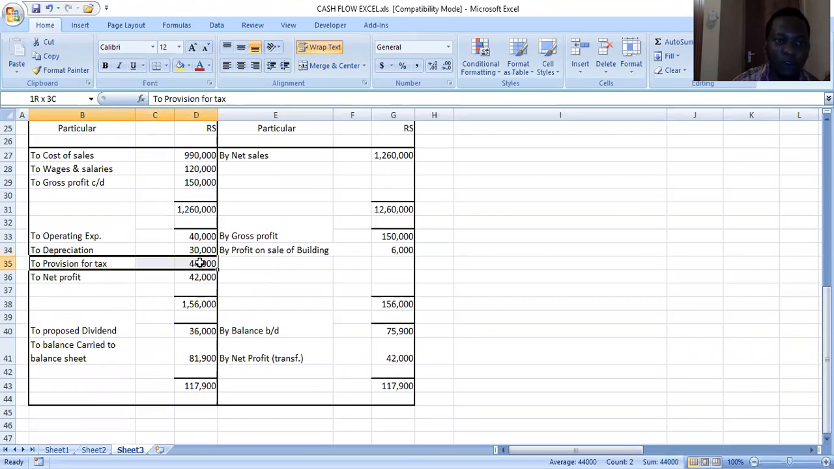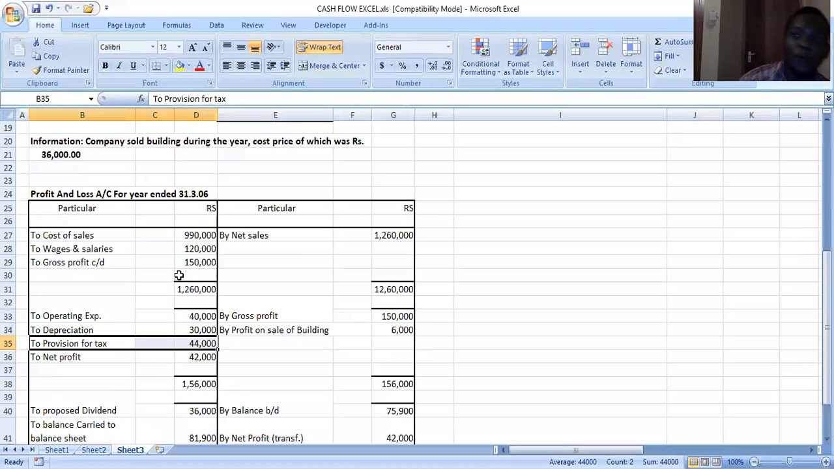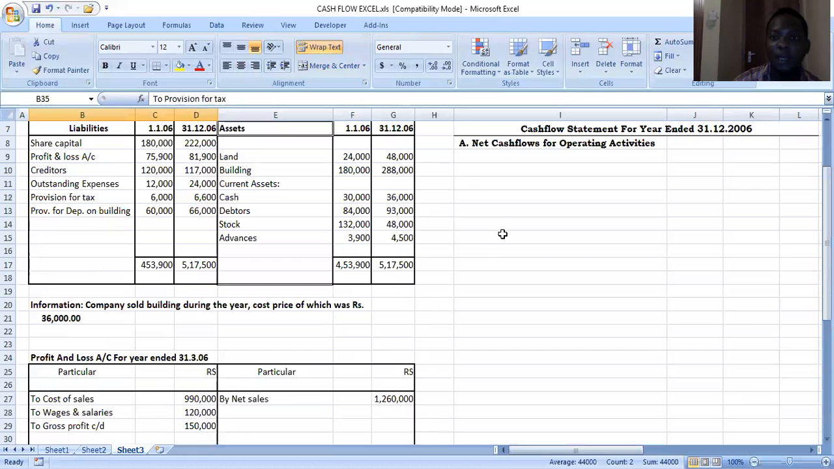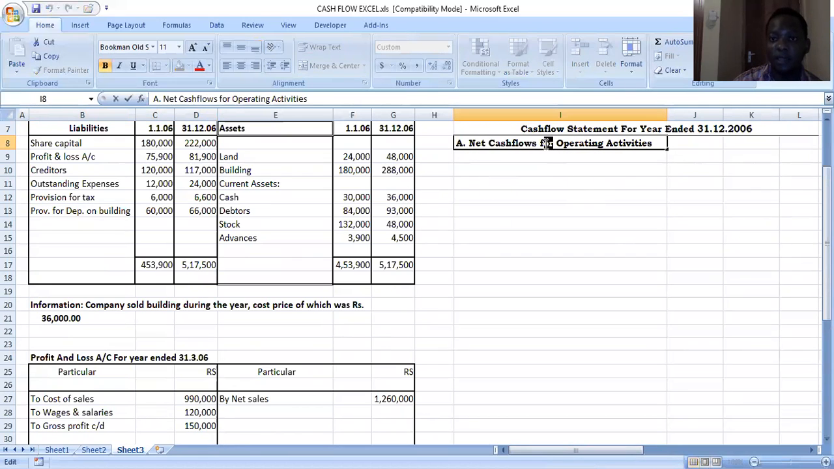And then provision for tax. This tax is also an expense to the business, and it constitutes an outflow of cash to the government. So it will also be an operating activity in the cash flow statement, under the net cash flows from operating activities.